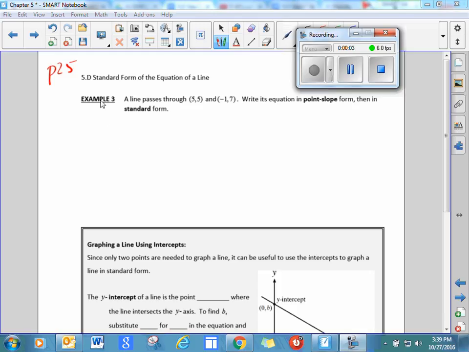Welcome back. We are still in 5D. We're on page 25. We're going to run through this example.